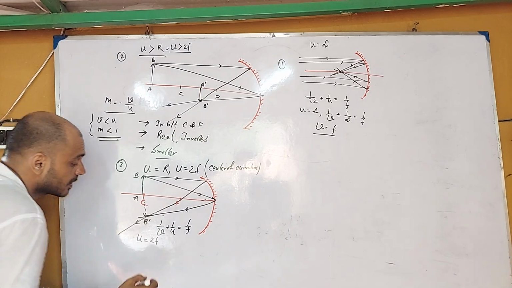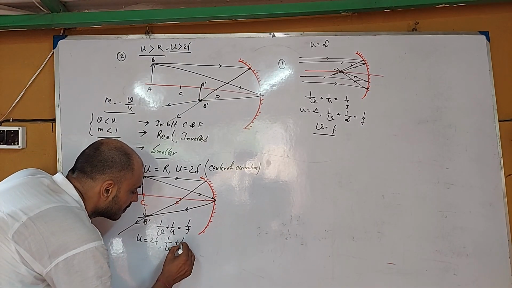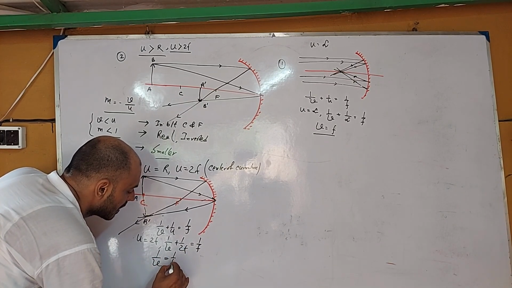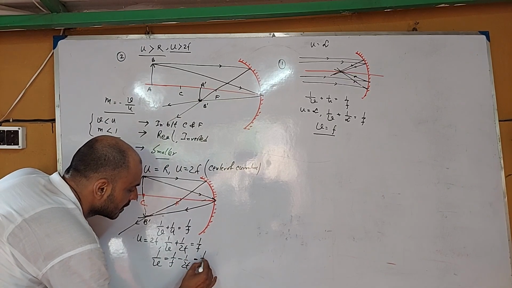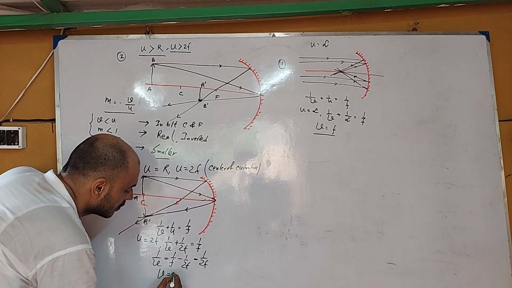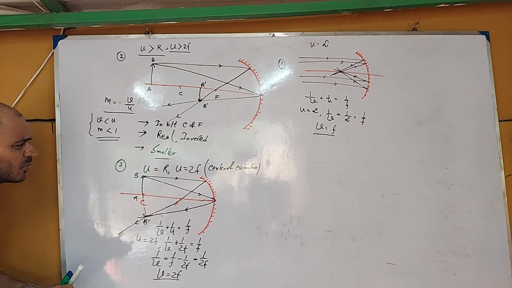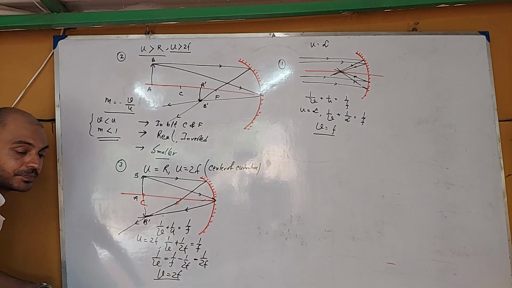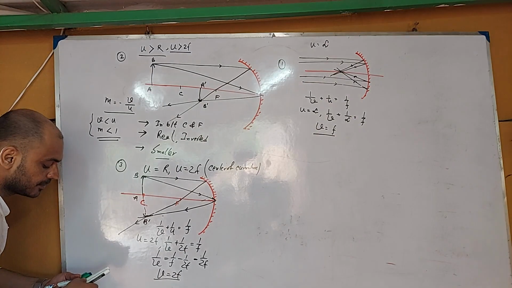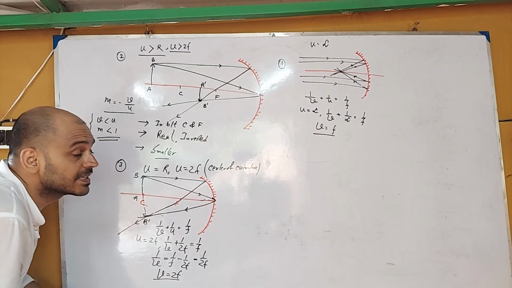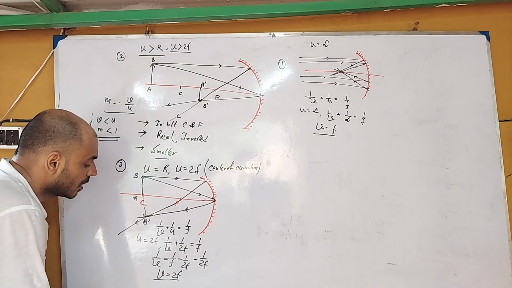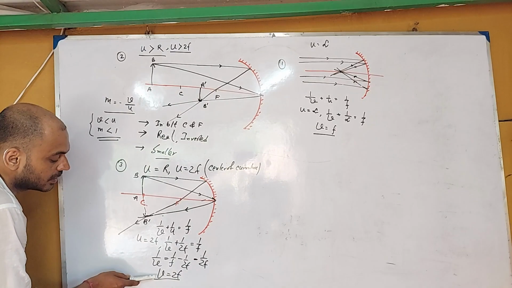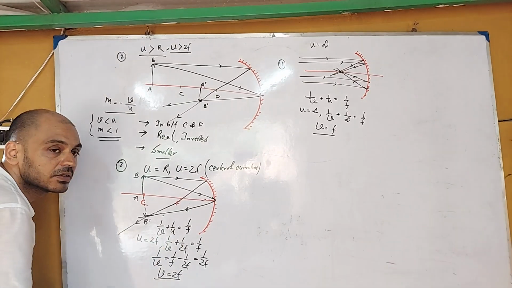If we put U equal to twice F, then 1/V + 1/(2F) = 1/F, that is 1/V = 1/F - 1/(2F) = 1/(2F). So V is equal to twice F. So we find from this formula that the image is at the same position as the object. If we put U equal to twice F, we get V equal to twice F by using this mirror formula.